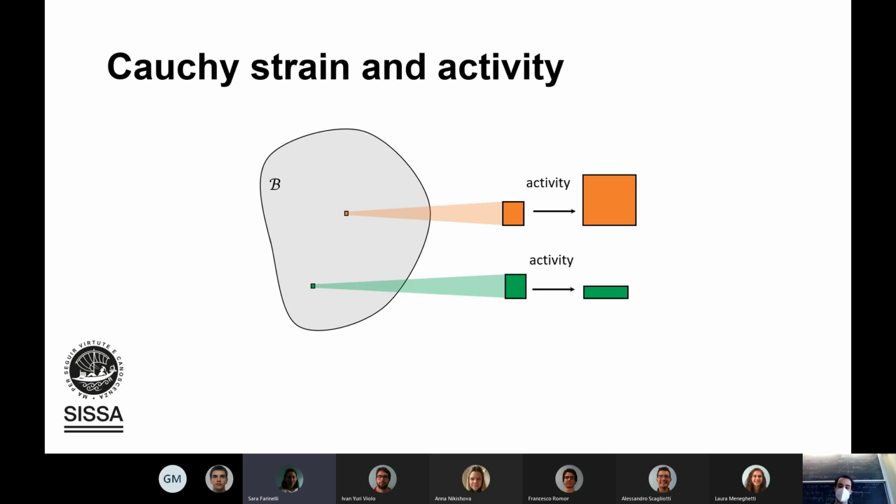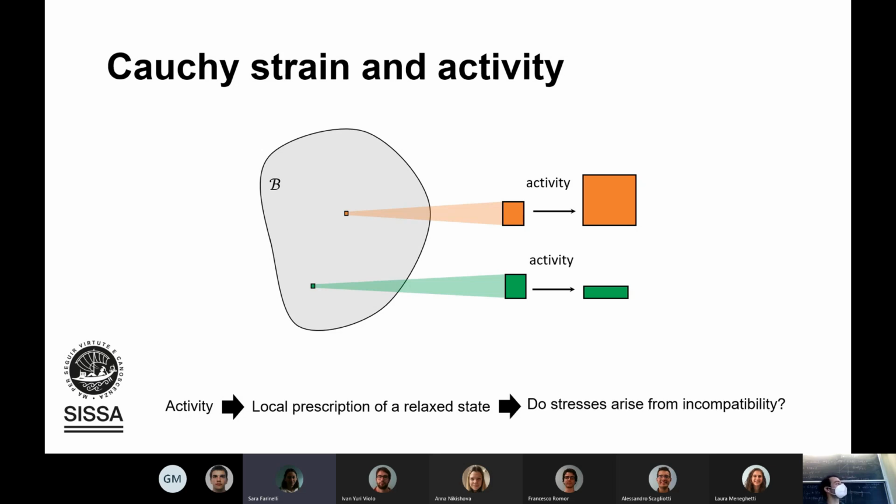Now we switch on activity, and what happens is that the new relaxed state, so stress-free configuration, is this one. So each material element has changed shape somehow. So activity is a local prescription of a relaxed state. However, now we have to understand if this new relaxed state corresponds to a configuration of our body or not. And in particular, we ask if residual stress arises from the incompatibility due to activity.